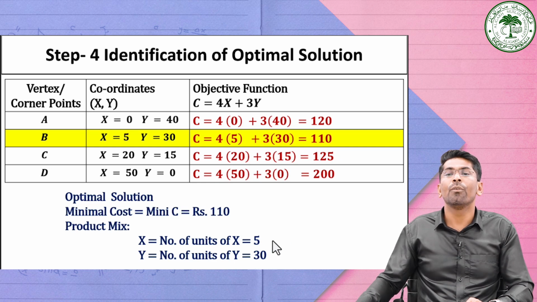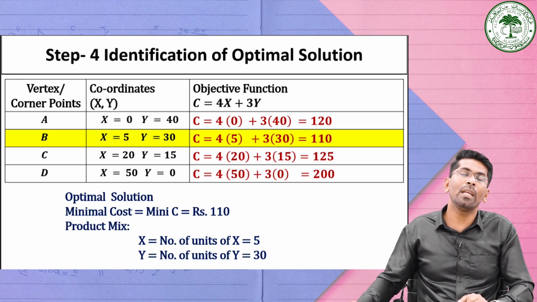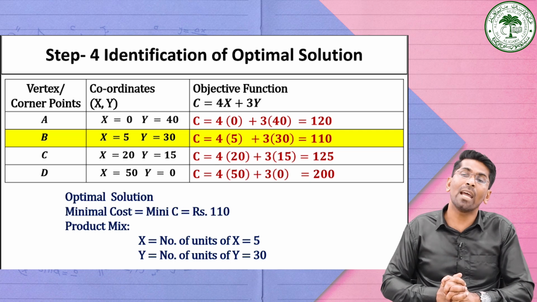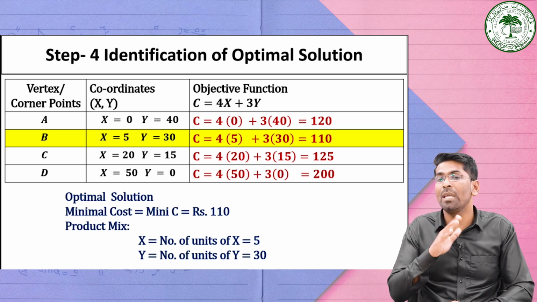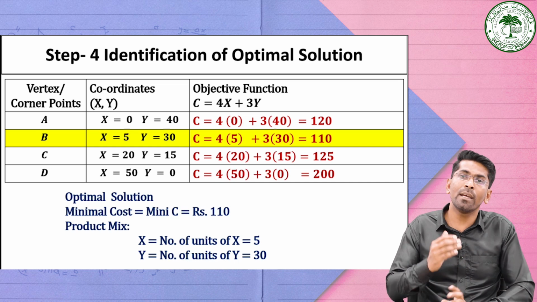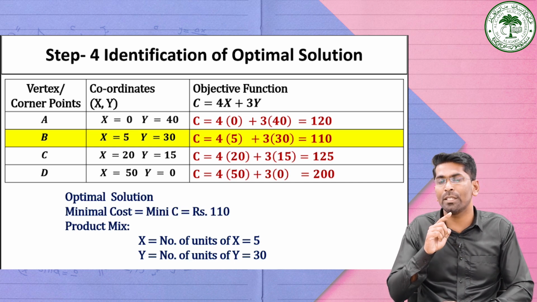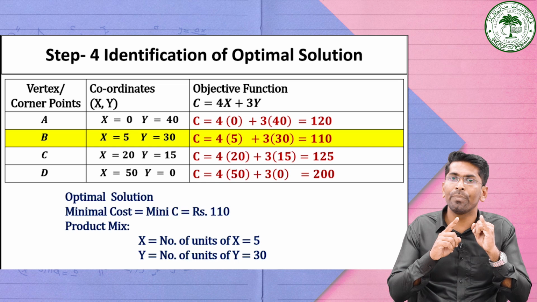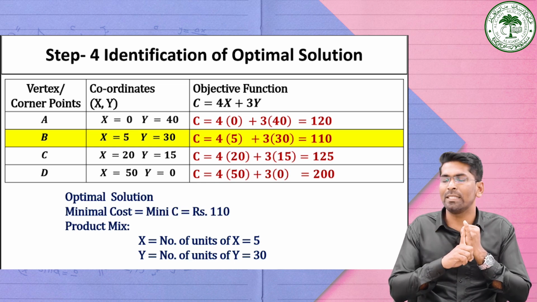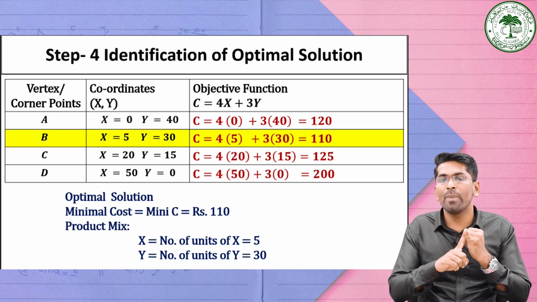So in this way, we can find the solution to a linear programming problem graphically when we have a minimization problem. Here the minimization problem was the minimization of cost. In the first example, we discussed the profit maximization problem, and in this particular problem, we considered the minimization problem.